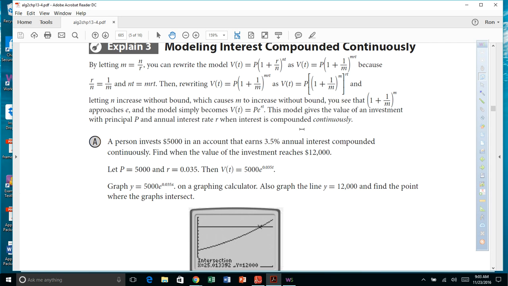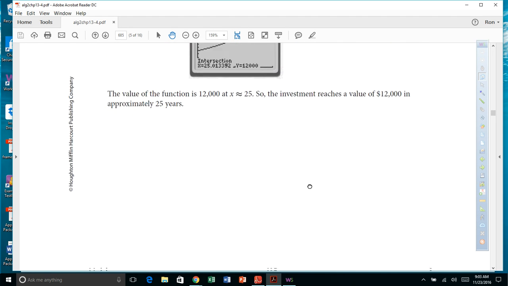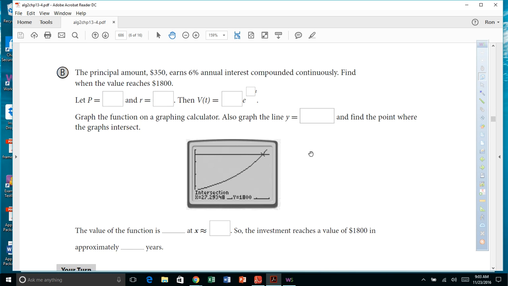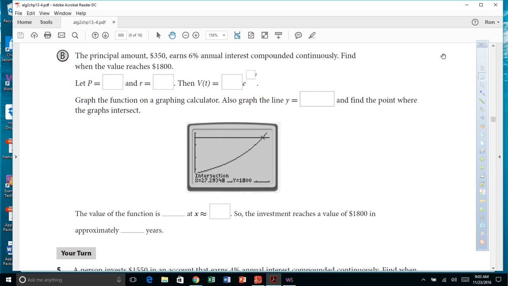This model gives the value of an investment with principal P and annual interest rate R, when interest is compounded continuously. All right, so go ahead and read through A and follow along, and then when you get back, we'll do B together.